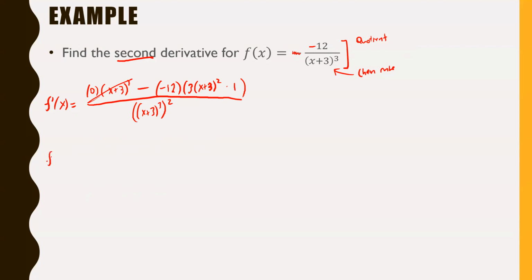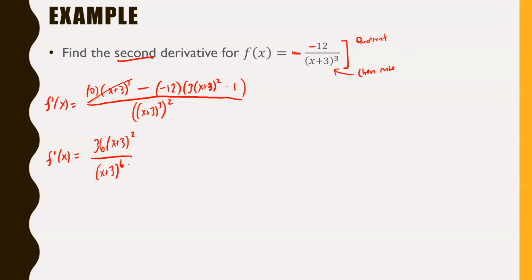So what this cleans up to is the first derivative equals negative 12 times 3 and then made negative again. Well, that's going to be positive 36 times (x plus 3) to the power of 2, and then on the bottom, ((x plus 3) to the power of 3) to the power of 2. That's a power of a power. You just multiply the exponents. So that'd be (x plus 3) to the power of 6.